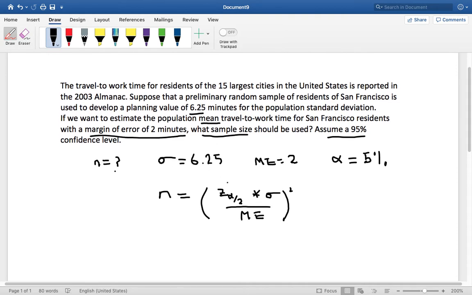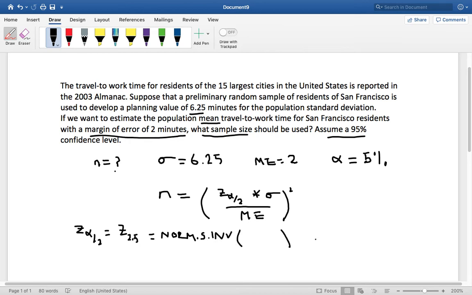We already know sigma is 6.25 and the margin of error is 2. The thing we don't know explicitly is z of alpha over 2. Alpha is 5% for this question, so alpha over 2 is going to be z of 2.5%. And we know that's going to be a norm.s.inv of some probability, so we need to put a probability in here.